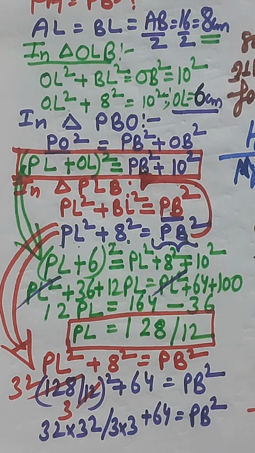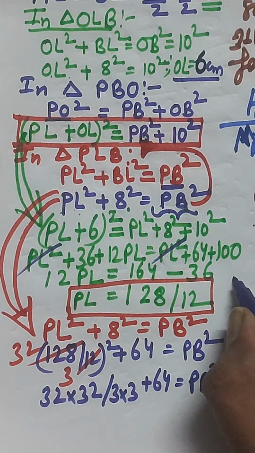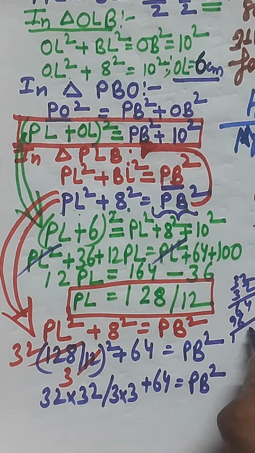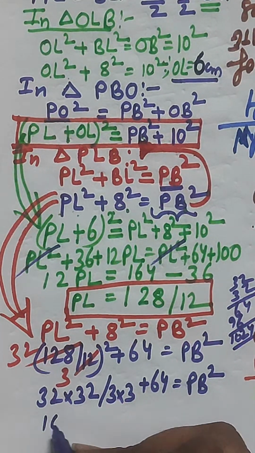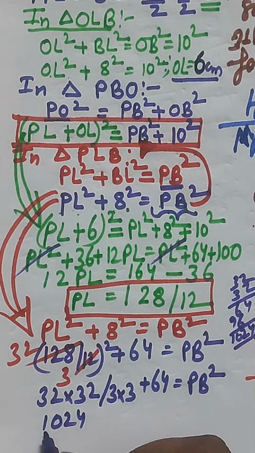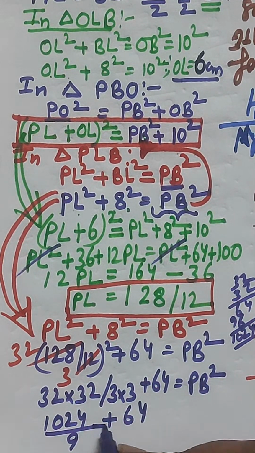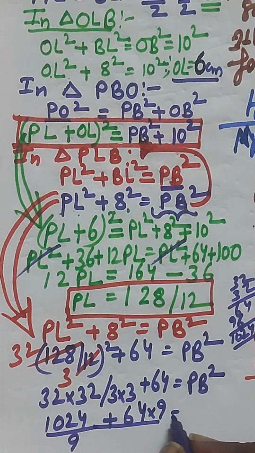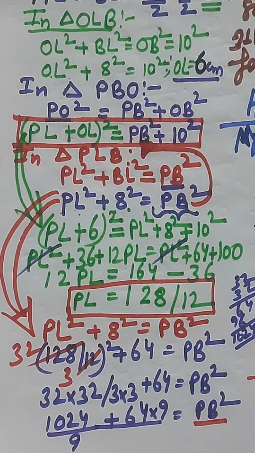Right? So this will give you 32 into 32. Let me calculate it. 32 into 32 is 1024. So it will be coming as 1024 divided by 9 plus 64. If you are taking the LCM, this 9 will be multiplying over here, right? And on the RHS, it's already PB square. This is about to be calculated, right?